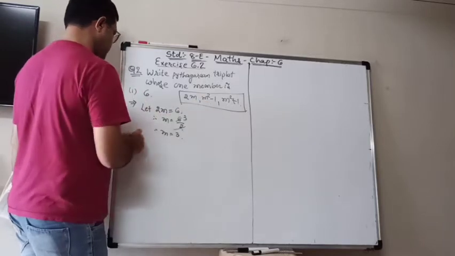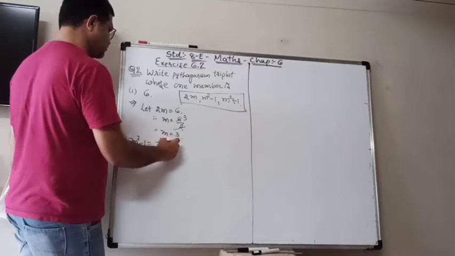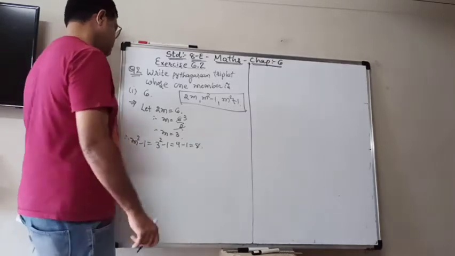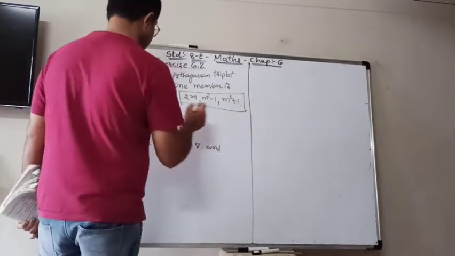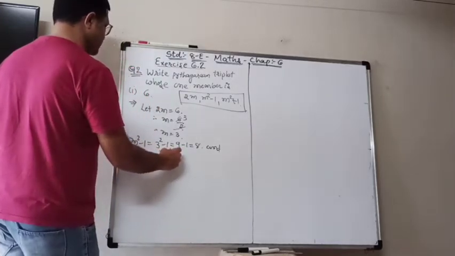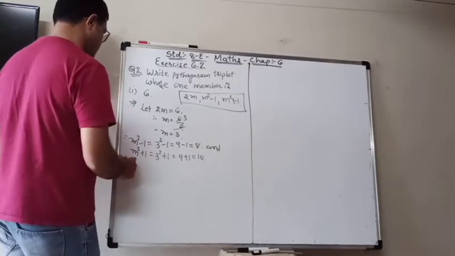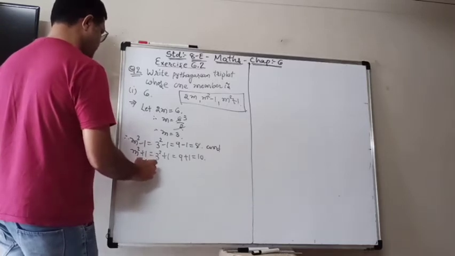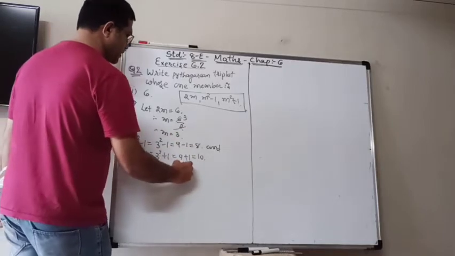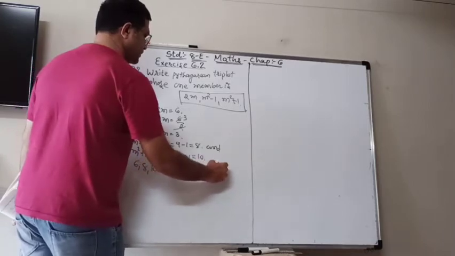So now we have to find m square minus 1, means 3 square minus 1, 9 minus 1 is 8. And m square plus 1, 3 square plus 1, 9 plus 1, it is 10. Therefore, 6, 8, 10 is the required Pythagorean triplet.